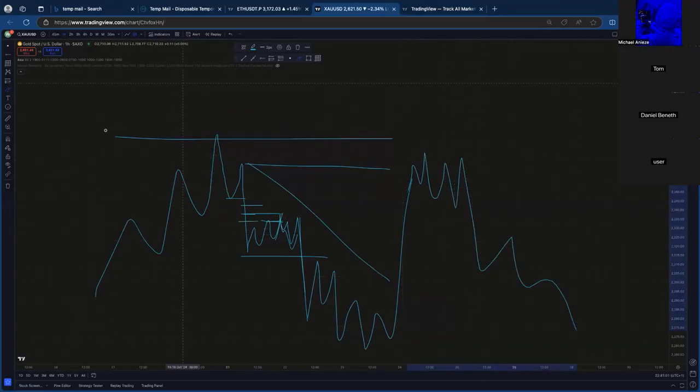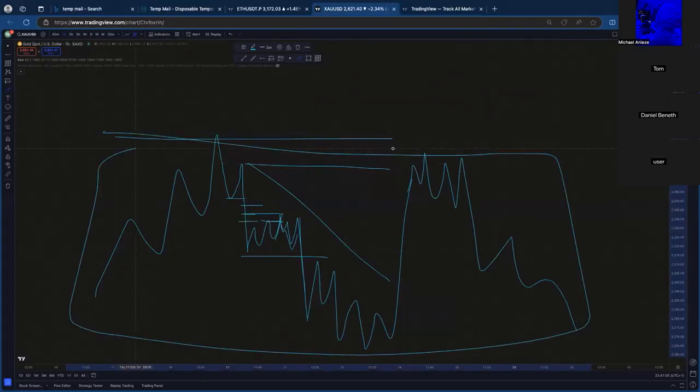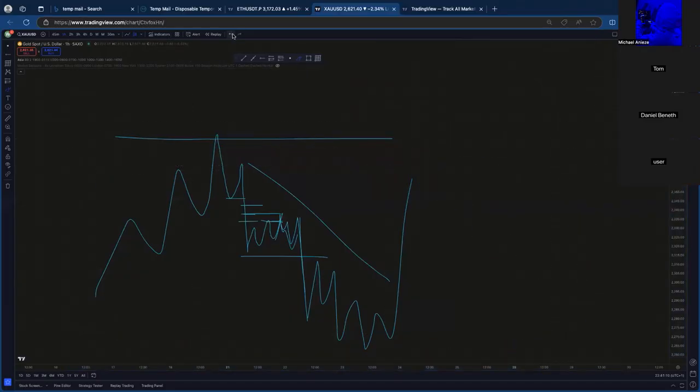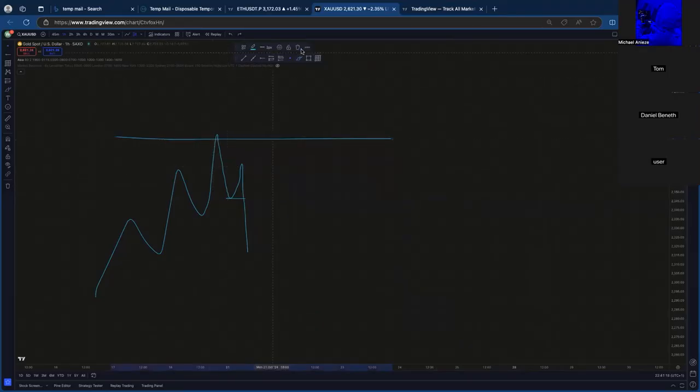But this is another class altogether. This is not market structure. This is something totally different.